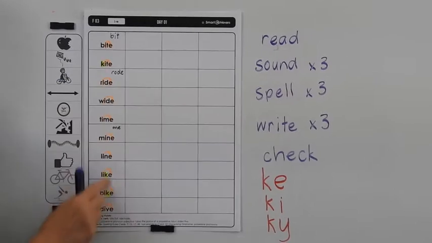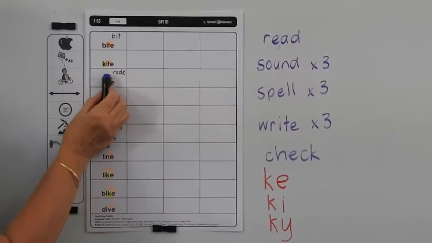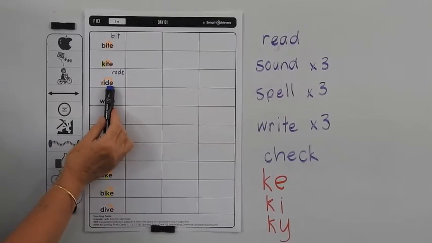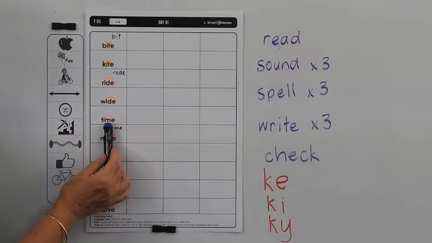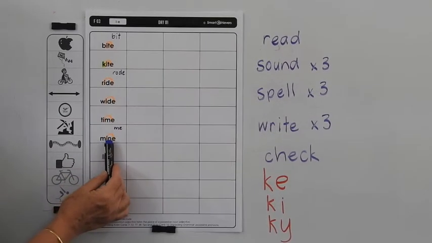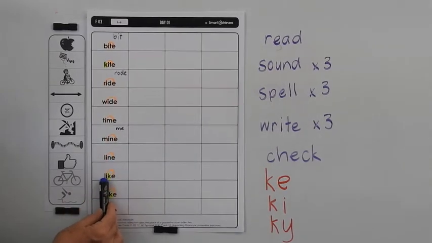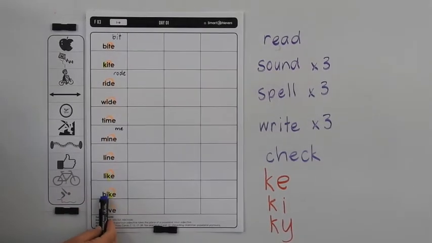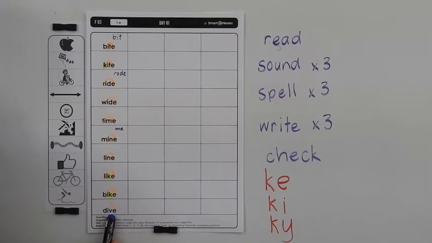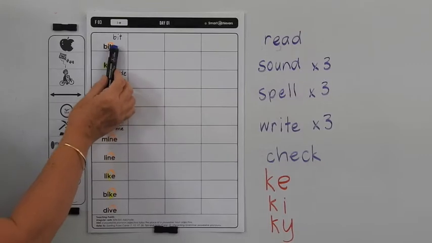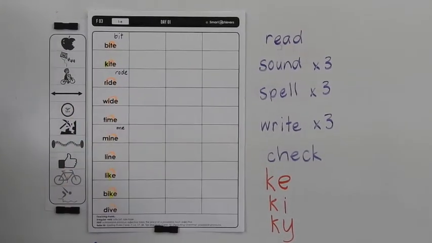So let's see if we can read these words first off. B-I-T, bite. K-I-T, kite. R-I-D, ride. W-I-D, wide. T-I-M, time. M-I-N, mine. L-I-N, line. L-I-K, like. B-I-K, bike. D-I-V, dive. So you can see the E to the I is coloured in all of these words. You can do that on your own.